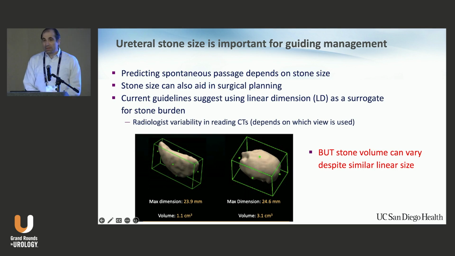So the guidelines do suggest using stone burden in our decision making, and currently linear dimension is kind of the standard. But you can see in this picture, for example, both of these stones have the same linear dimension of 2.4 millimeters, but their volume varies by threefold.